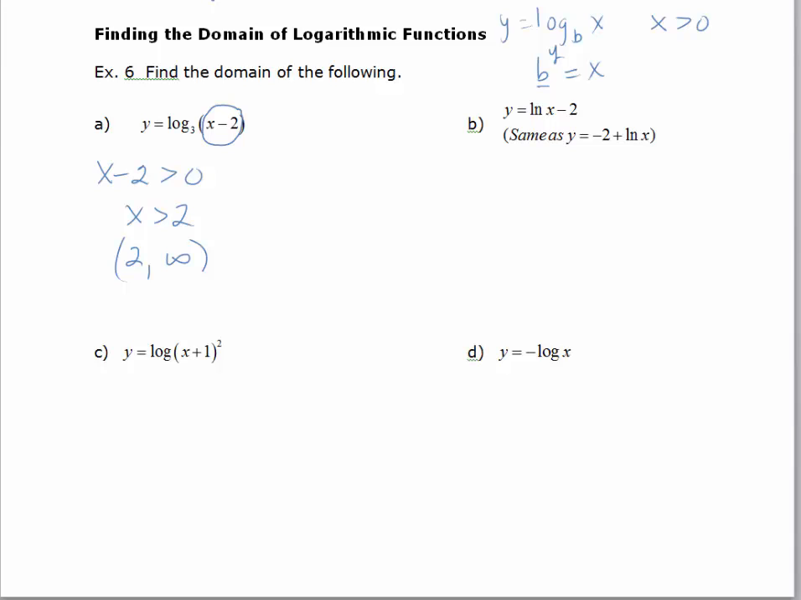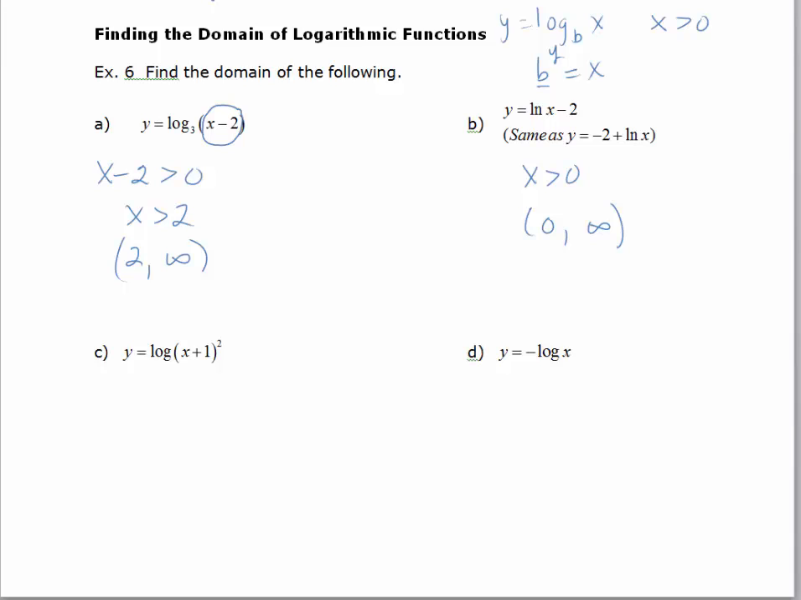Let's look at b. y equals the natural log of x, minus 2. And what this does is it shifts the graph down, but this 2 is not in parentheses. If that were in parentheses, that would mean something different, like what we did in part a. But it's not in parentheses, so the argument is actually just the x. So x has to be greater than 0, so our domain is from 0 to infinity. And so shifting a function up and down does not affect a vertical asymptote.